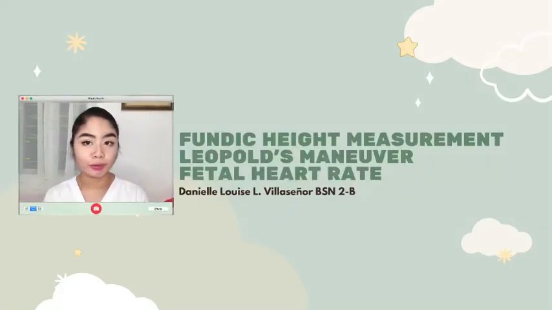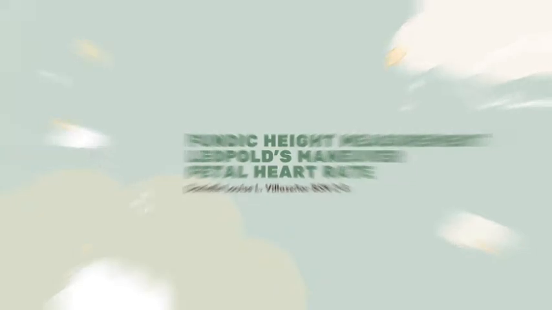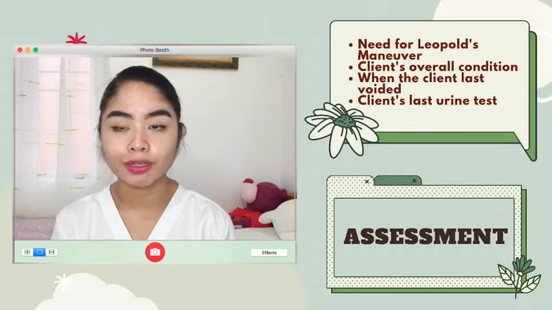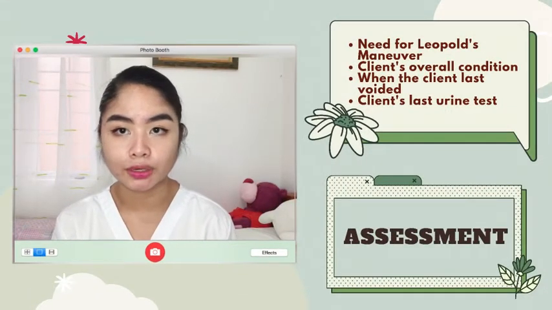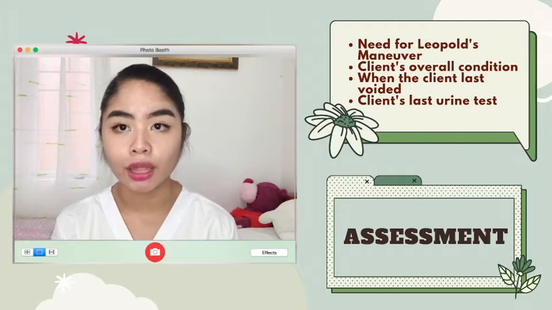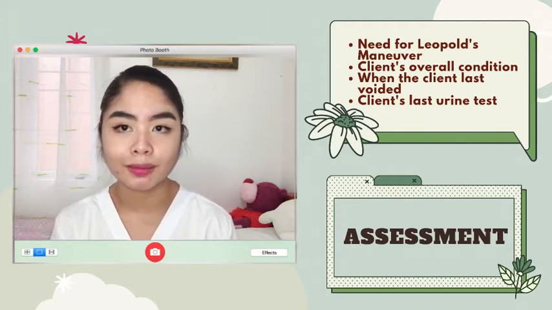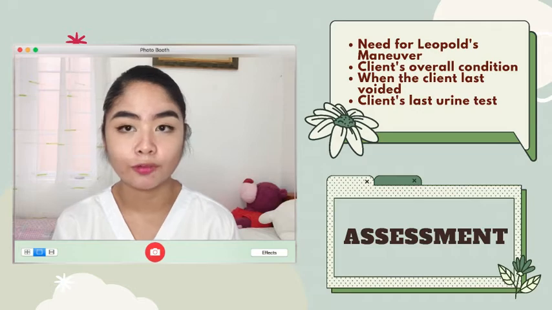For this video, I'll be performing the Fundic Height Measurement, the Lupus Maneuver, and also I'll be checking the fetal heart rate using auscultation. So for the assessment, you're going to determine the needs for Lupus Maneuver. Also, you're going to assess the client's overall condition, and also determine when was the last time the client voided and when was the last time for the urine test.